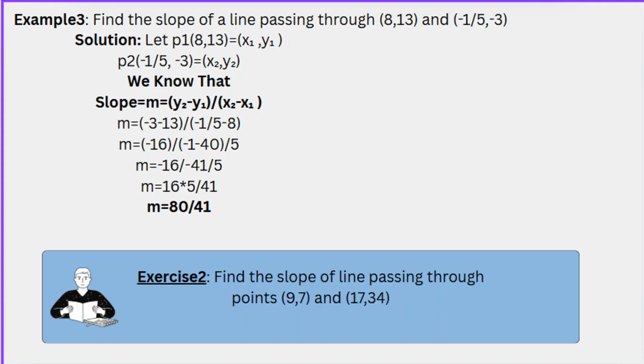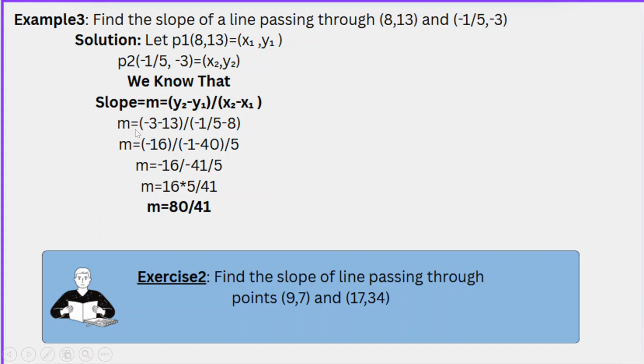The third case is if we are asked to find the slope of the line which is passing through the points (8, 13) and (minus 1 over 5, minus 3). So the point P1 is (8, 13) and its coordinates are x1, y1. Point P2 is (minus 1 over 5, minus 3) and its coordinates are x2, y2. So the slope is y2 minus y1 over x2 minus x1, where y2 is minus 3 and y1 is 13. So minus 3 minus 13 over minus 1 over 5 minus 8.